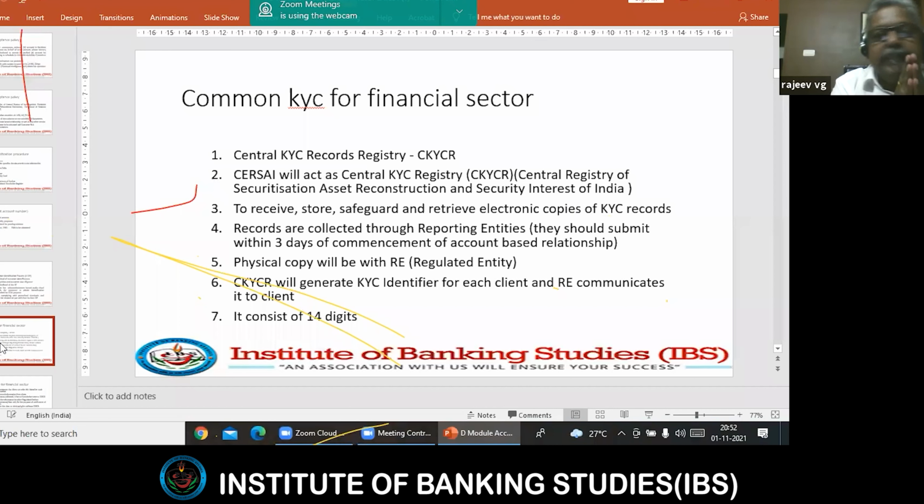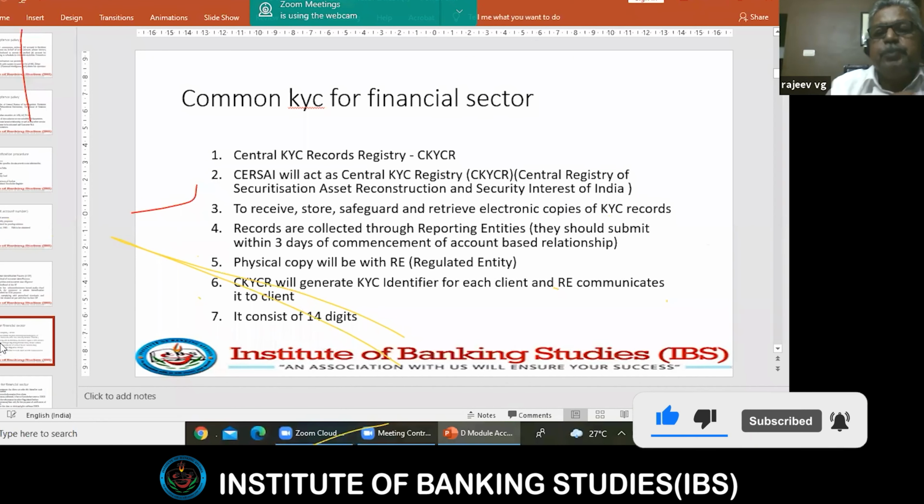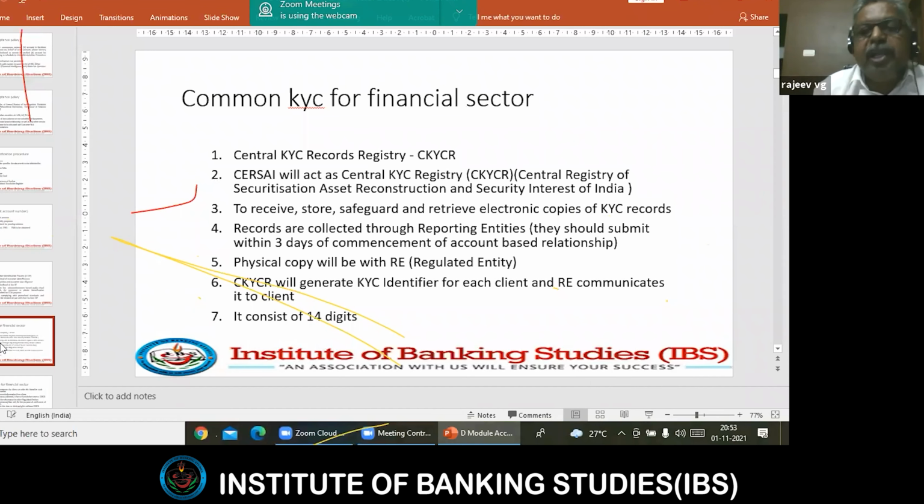You know that CERSAI is familiar to you all because we are making registration in respect of hypothecation as well as mortgage advances with the CERSAI. And this CERSAI was formed because of SARFAESI. SARFAESI is the Securitisation and Reconstruction of Financial Assets and Enforcement of Security Interest Act 2002. After enactment of this SARFAESI Act, CERSAI was formed. CERSAI is the Central Registry of Securitisation, Asset Reconstruction and Security Interest of India. And CERSAI is given the responsibility of being the registry under Central KYC.